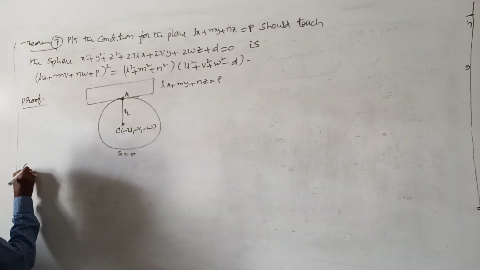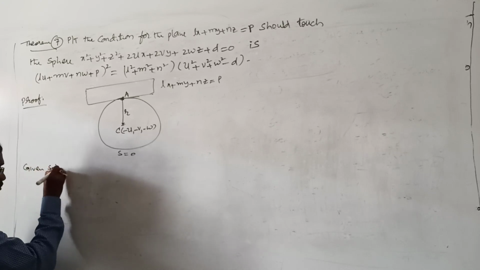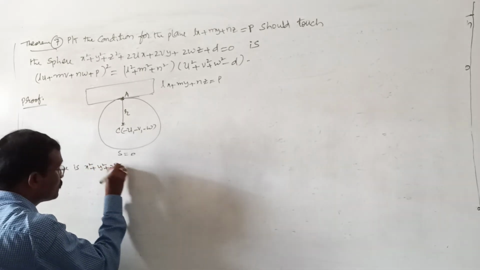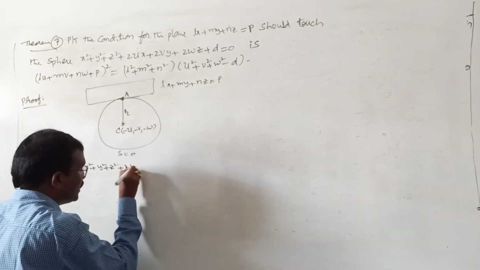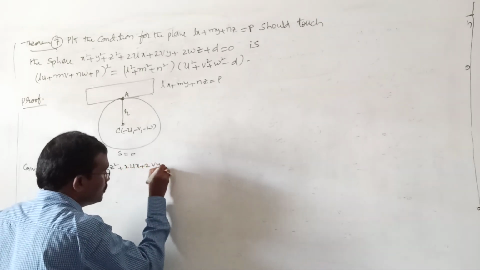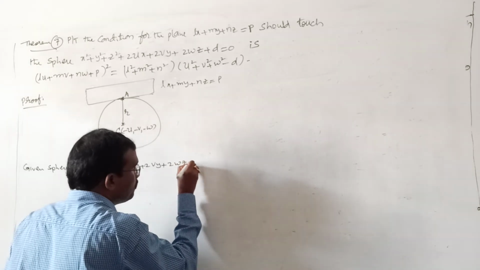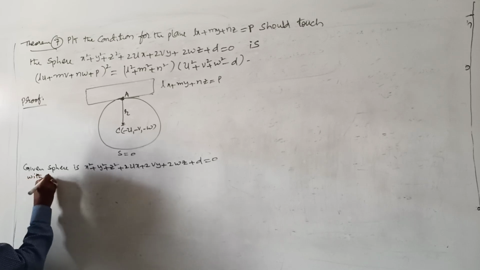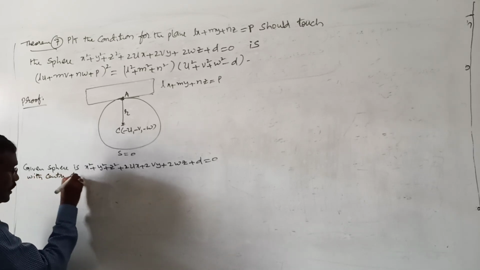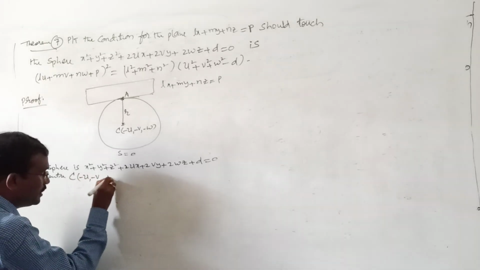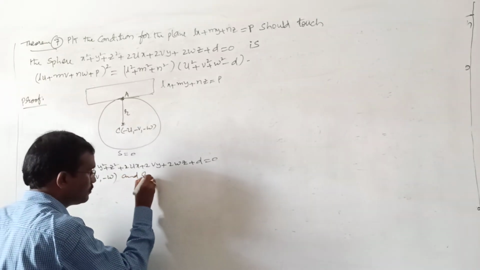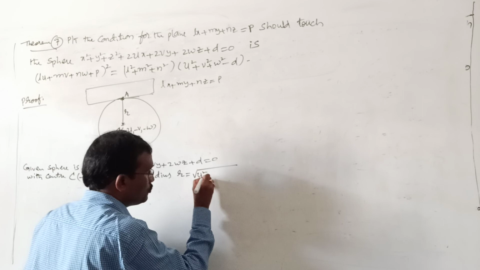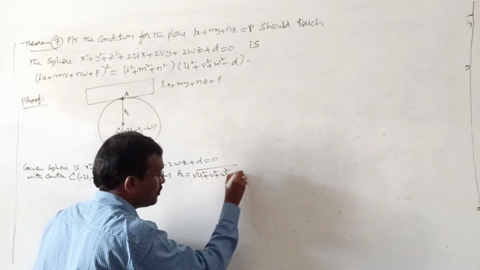First take your given sphere. The given sphere is x square plus y square plus z square plus 2ux plus 2vy plus 2wz plus d is equal to 0, with center capital C. I am taking minus u, minus v, minus w, and radius r is equal to square root of u square plus v square plus w square minus d.